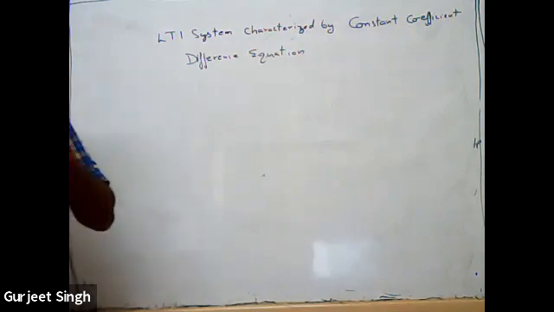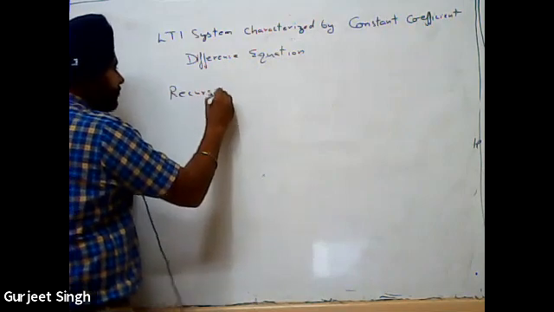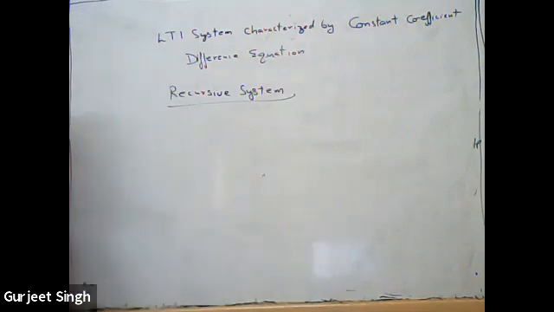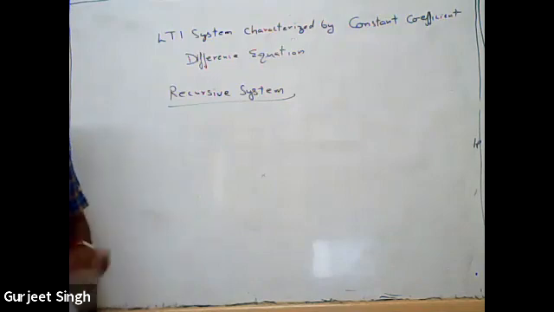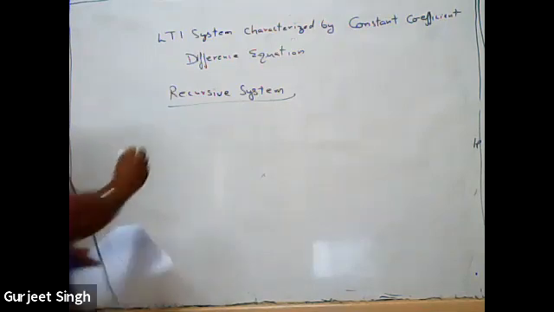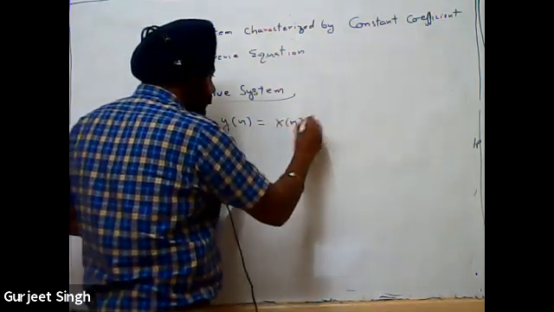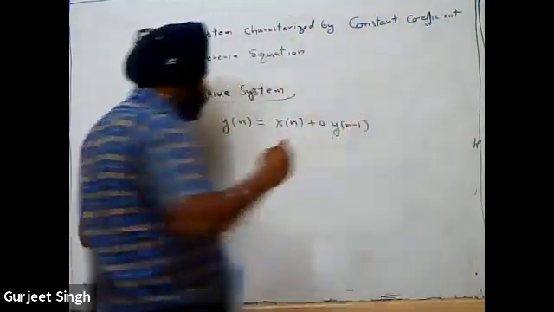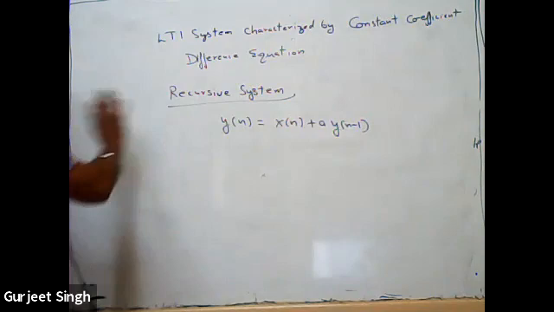To derive this equation, I am using the recursive system. We have two kinds of systems, the recursive system and the non-recursive system, and now I am using the recursive system. We have y[n] equals x[n] plus a y[n minus 1]. Now I will derive the LTI system characterized by the constant coefficient difference equation from this recursive system.